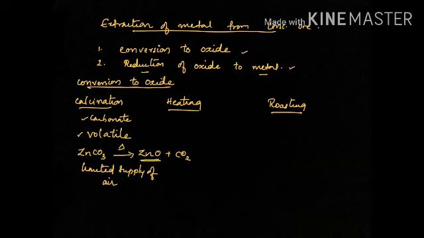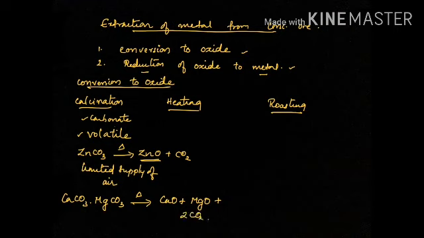Zinc oxide is formed. In the next example, suppose there is an ore with calcium carbonate and magnesium carbonate together. Again, both of them are in the carbonate form. We will heat it with a limited supply of air, so it will undergo calcination. Calcium oxide and magnesium oxide will be formed, and carbon dioxide will be removed. Again, our carbonate ore has changed into its oxide form.